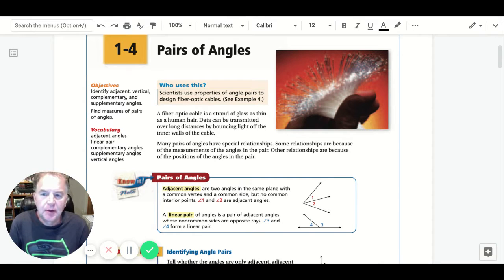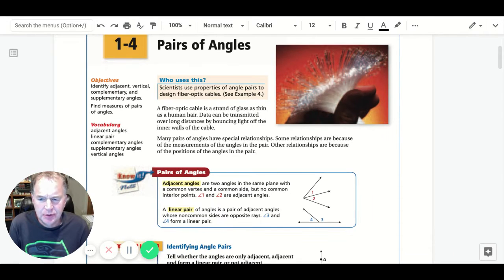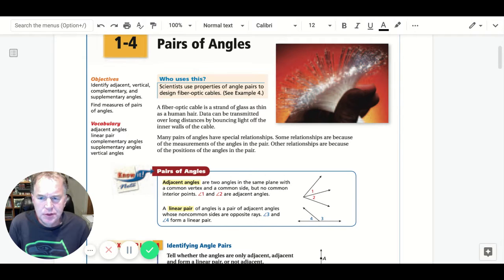Lesson 4, Pairs of Angles. So this is a real short lesson. There's not as much vocab, and you might like that. But there are some important words here that we use a lot in geometry.